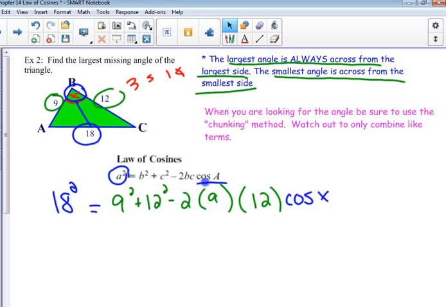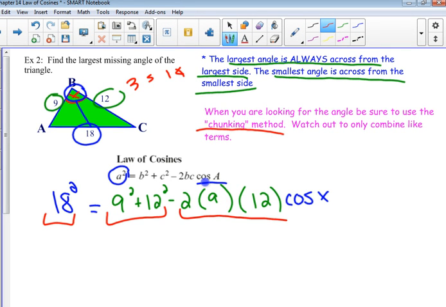So this one's a little bit different. See how your X is on the right side now? So we can't just plug this in all at one time. What we're going to have to use is this chunking method, right? Where we're going to chunk the stuff together. So we're going to chunk these all up.